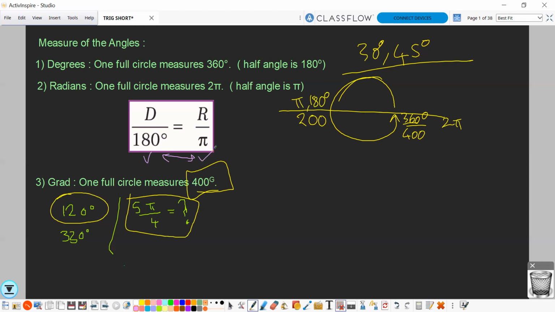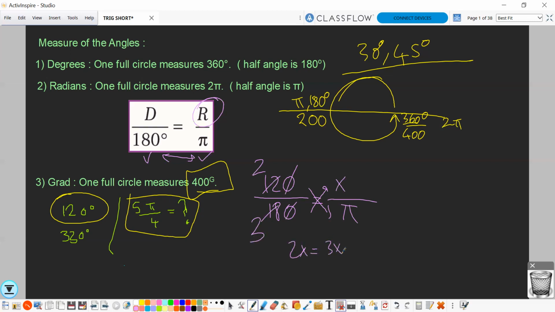If I have something like 120 degree and I want to show it in radian form, I just put an x over there and make a cross product. Before doing this, you simplify them with 6 and 2 and 3. So 2 pi equals 3x, so x equals 2 pi over 3. So 2 pi over 3 is a symbolic expression. It shows 120 degree.